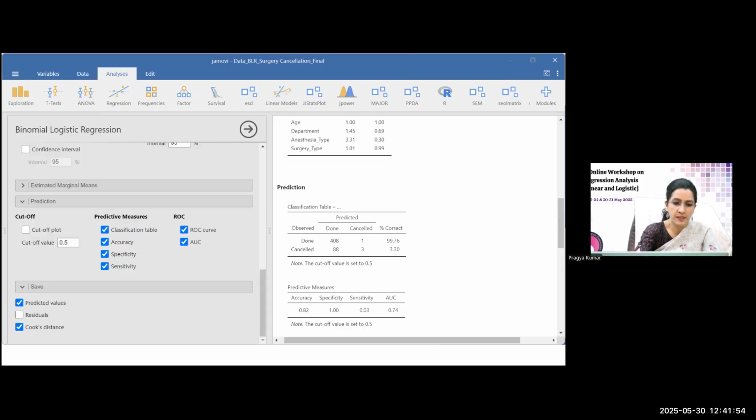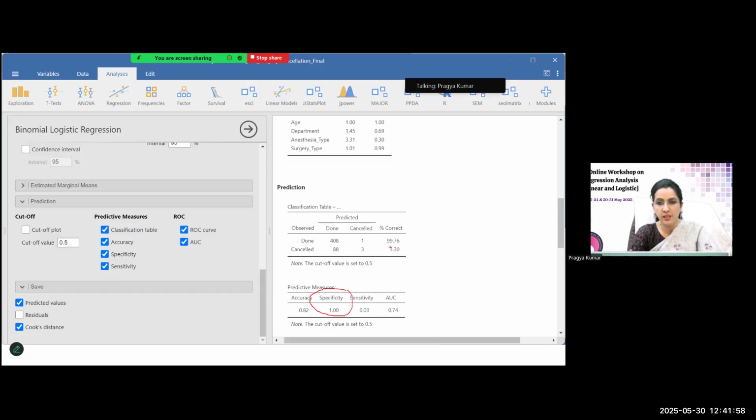So if you see, it gives you the calculated value. The specificity is 1. That means it is highly specific, because it is 99% predicting about the surgery. If it is done, the prediction is okay. But for cancellation, it is very less. It is only 3%. But overall, the area under the curve is 0.74. Okay. That is how the cutoff level is decided.